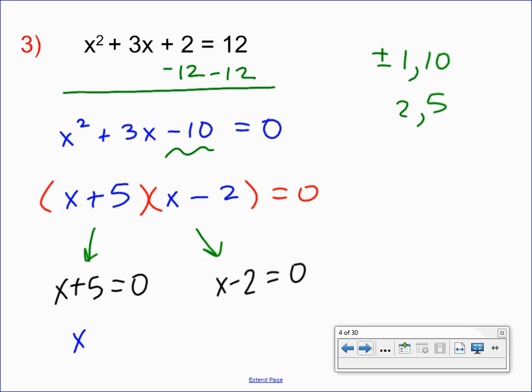In this case, I subtract 5 from both sides. So my first potential solution value is x equals negative 5. On the right-hand side equation, I'll add 2 to both sides. So my second potential solution value is x equals 2.